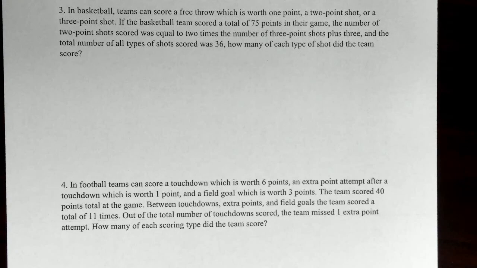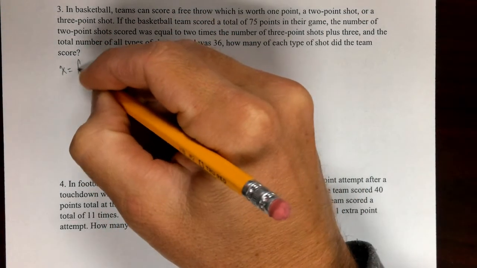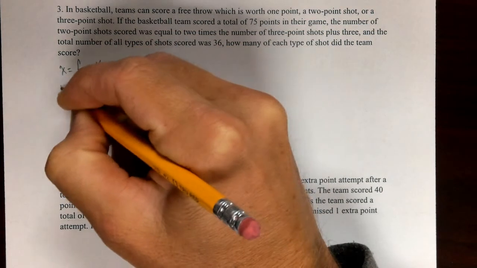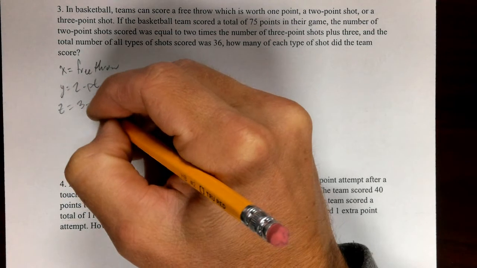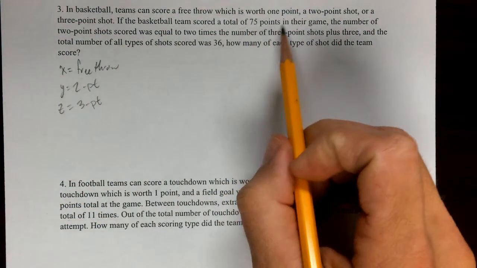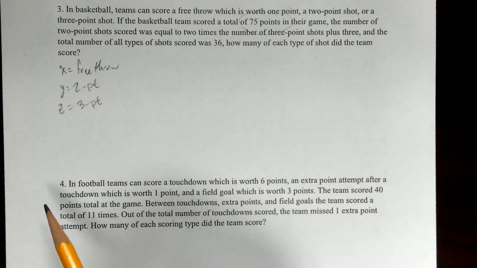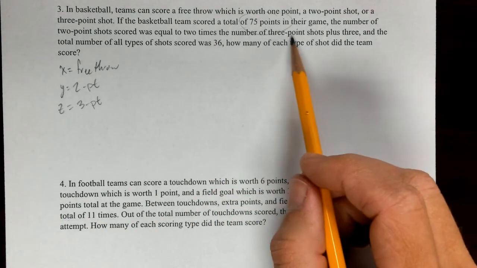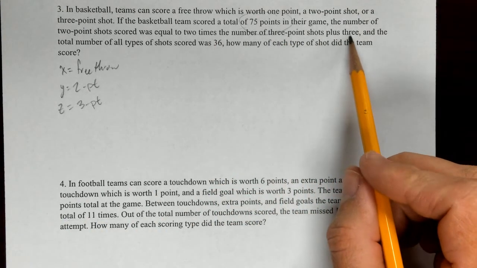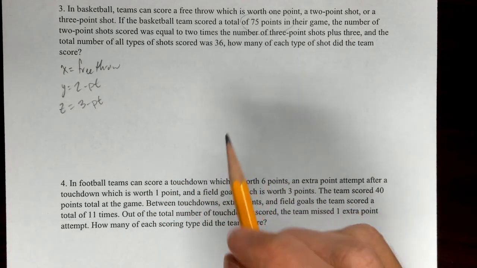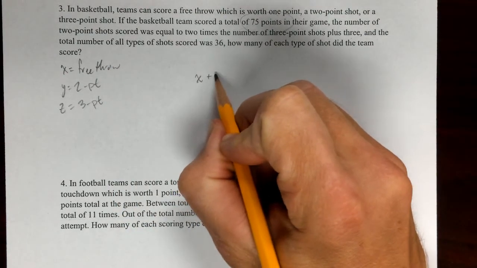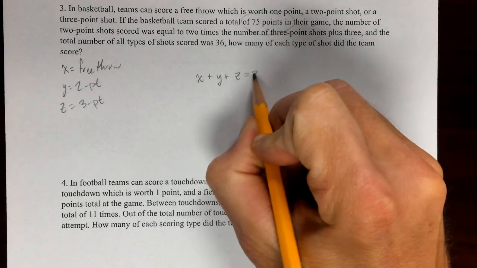Number 3, it says in basketball, teams can score a free throw, which is worth 1 point, a 2-point shot, or a 3-point shot. So there are our variables. X is equal to a free throw, Y is a 2-pointer, and Z is a 3-pointer. If a basketball team scored a total of 75 points in their game, the number of 2-point shots scored was equal to 2 times the number of 3-point shots plus 3, and the total number of all types of shots scored was 36. So all types of shots scored would be X plus Y plus Z is equal to 36.